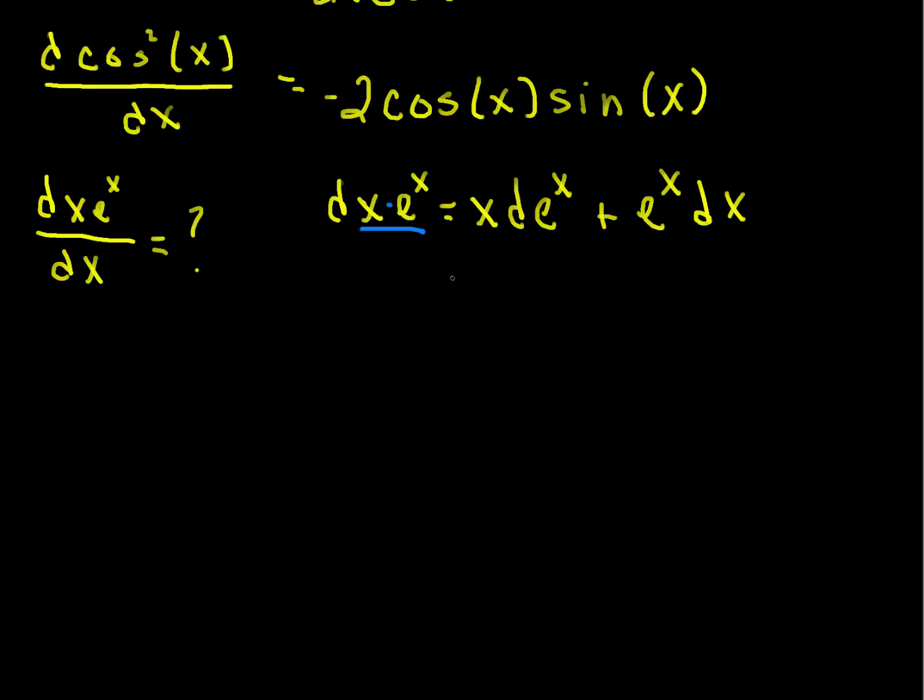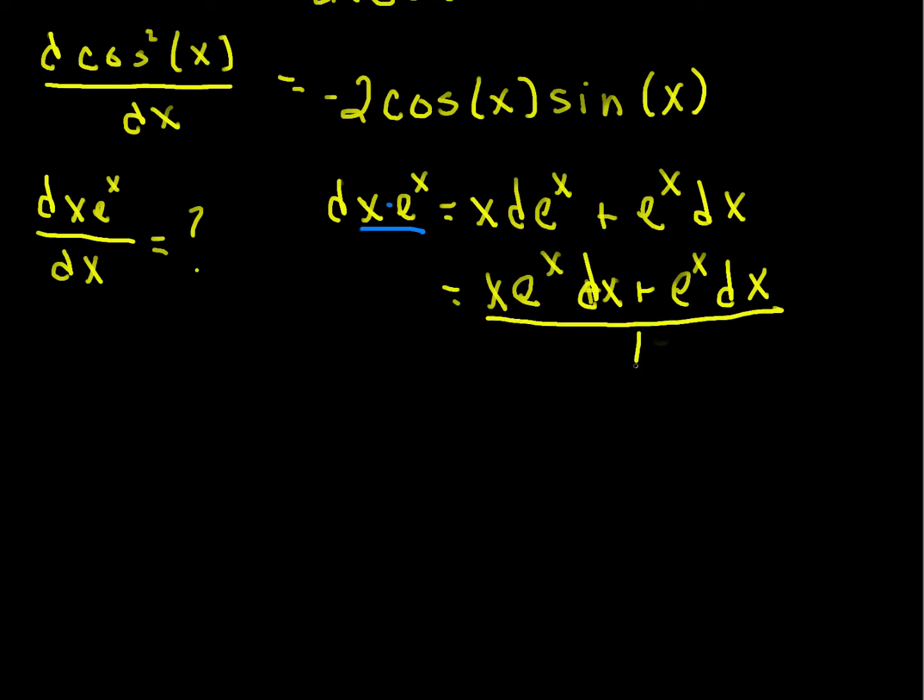So this is equal to x e to the x dx plus e to the x dx. So what is d/dx of x e to the x? Well, take this whole expression here and divide it by dx. And I get that this answer is simply x e to the x plus e to the x.